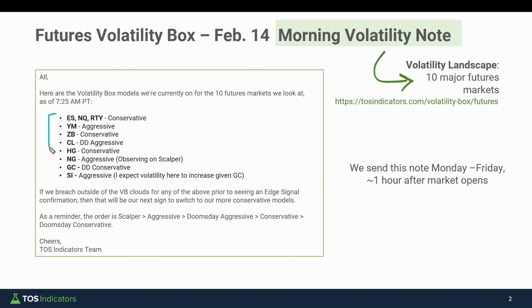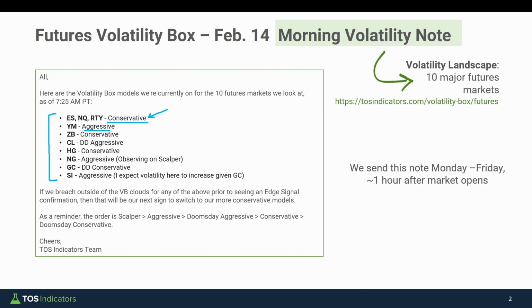You'll notice we have our 10 futures markets inside of our bullet points here, and each market next to it has a model around it. So for example, the S&P, the Nasdaq, the Russell were on their conservative volatility box model. The Dow was on its aggressive.